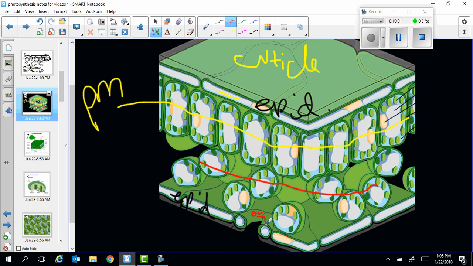These two cells are both guard cells, and this opening in the middle here, that's the stomate. That's how water would escape. It's how oxygen gas would escape, and it's how CO2 would get in.